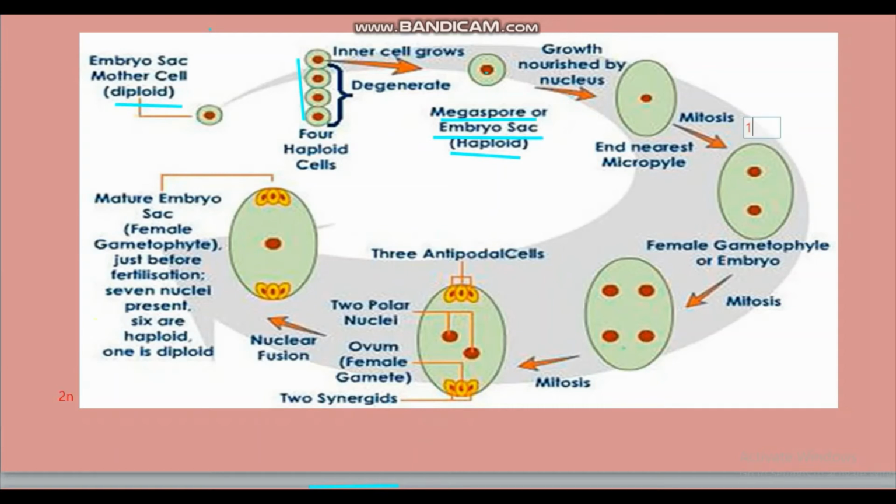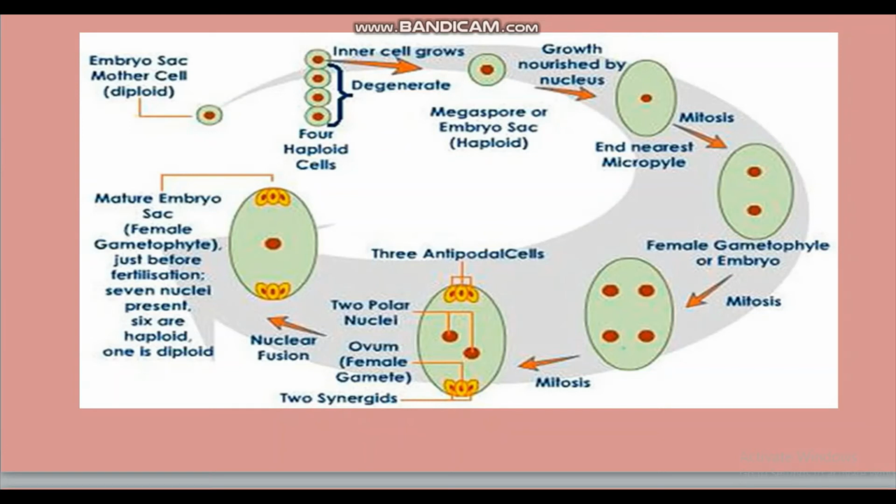Then after, you can see the formation of 2 nuclei. Then after, it is the second mitosis. Then after, the third mitosis. And after the third mitosis, there is a formation of how many nuclei? 1, 2, 3, 4, 5, 6, 7, 8. Altogether, 8 nuclei.